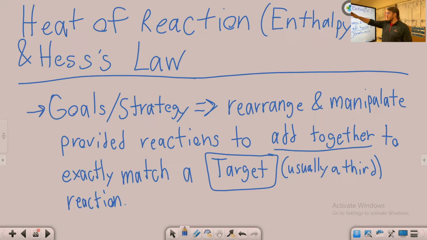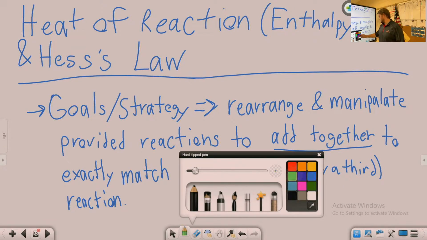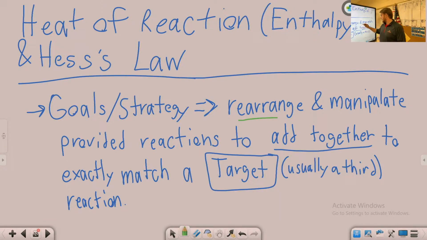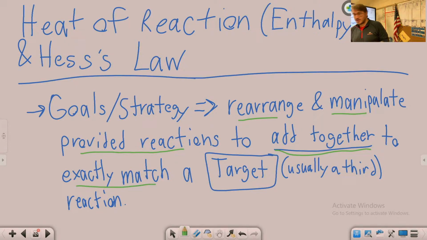But first, our goal and strategy before we start on Hess's Law is that we're going to rearrange and manipulate. Let me just highlight those as I say them. We're going to rearrange and manipulate. That means multiply, flip around, whatever, the provided reactions, the given reactions that is, so that they add together to exactly match, usually a third, but bottom line it's a target reaction.